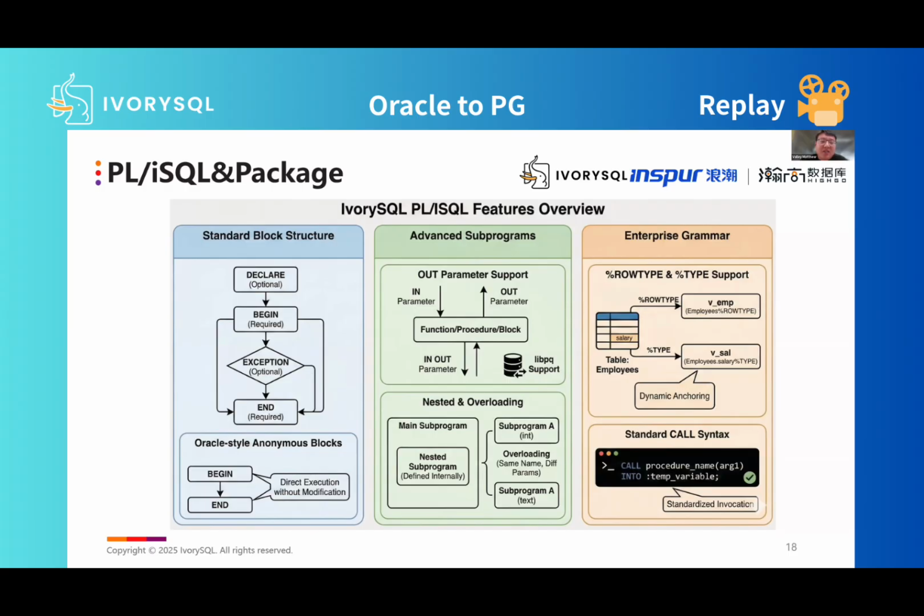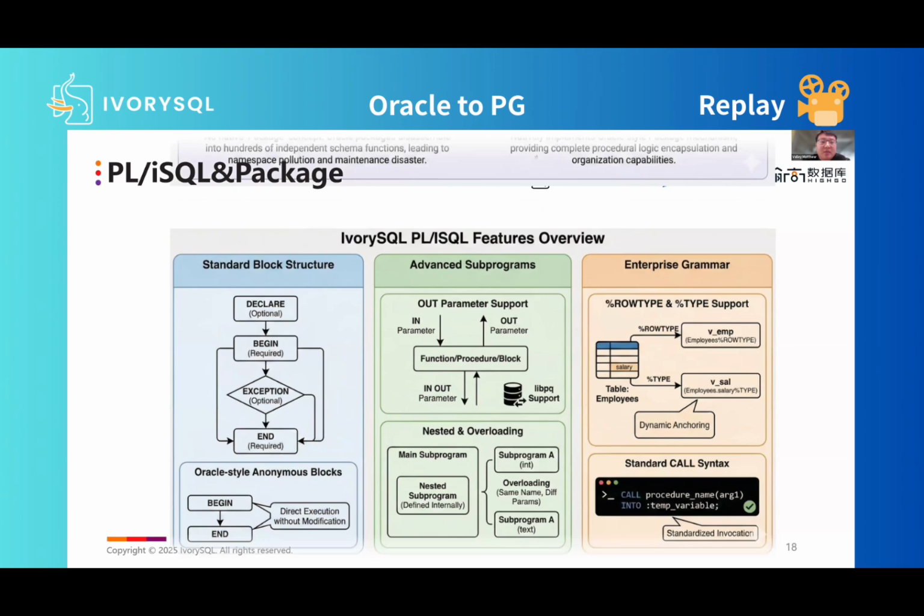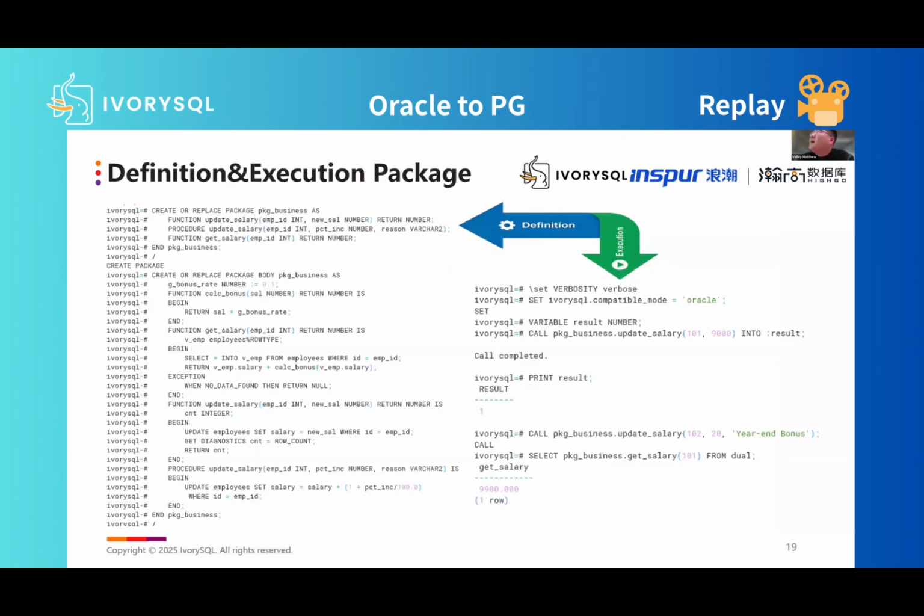And the fifth one is the support for runtime types for dynamically querying data types, enhancing code robustness. The last one is the support for standard cursor syntax. As you can see in this code, we handle this package body definition seamlessly.